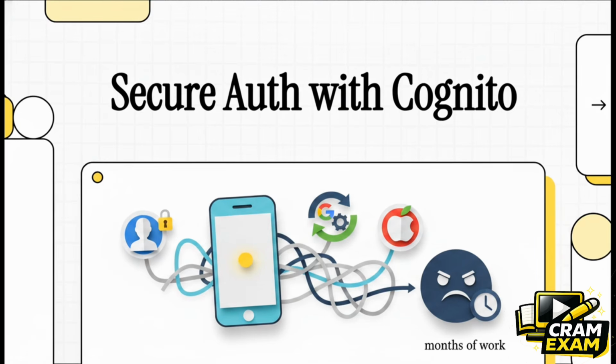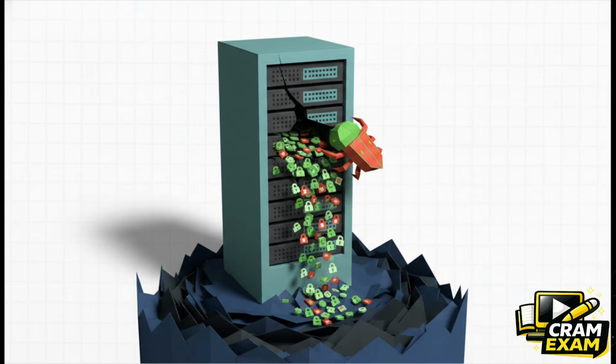Picture this scenario. You've just built the next viral mobile app. It's an absolutely brilliant idea, and users are pouring in by the thousands. But right out of the gate, they want to do things like create accounts, reset forgotten passwords, and log in with their existing Google or Apple IDs. Now, if you try to build this custom authentication system completely from scratch, you're going to spend months just writing boilerplate code. And here is the truly terrifying reality. One tiny bug in that custom code will leak 1 million passwords directly onto the dark web. Just let that sink in.